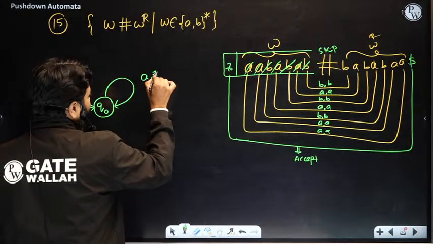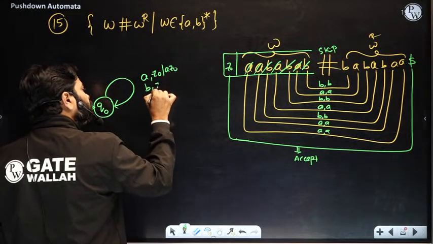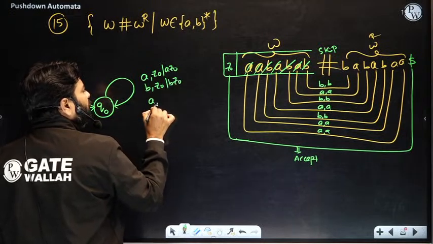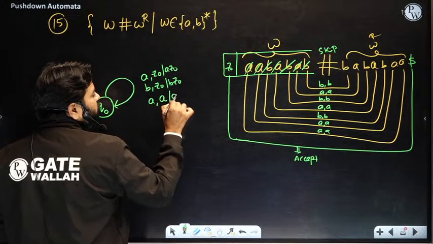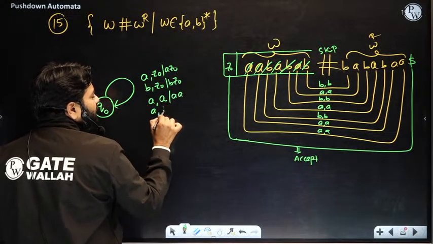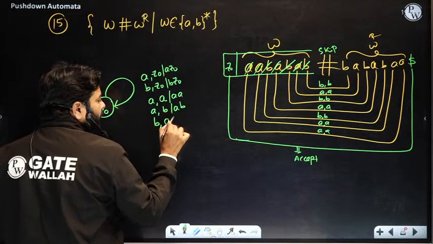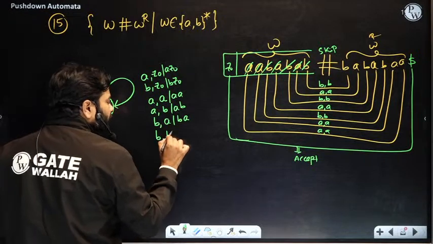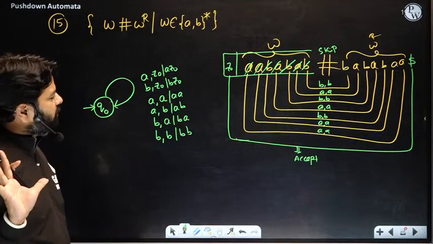Like A comma Z0, push. If the first symbol is B, push. We don't care till the hash. Suppose A is there, now A is coming, A is on the stack, A is coming, then push. Suppose A is coming but B is there on the stack, push it. Suppose B is coming, A is on the stack, push it. B is coming, B is on the stack, push it. So for everything you just do the push operation.